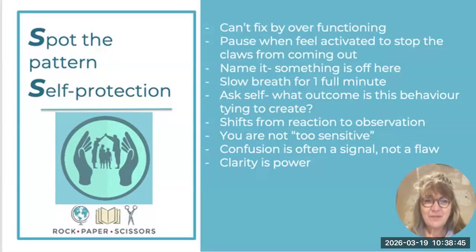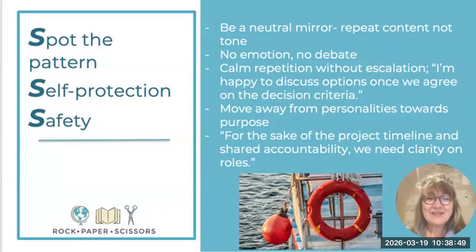Okay, so we've got spot the pattern, we've got self-protection. We have another S, which is safety, right? So if you are dealing with team members who are bullies, antagonistic, where something is really, really off, try to be a neutral mirror, right? So repeat their content. I love this suggestion. And again, I'll give you where all this came from soon.